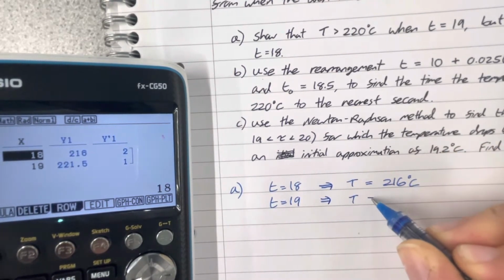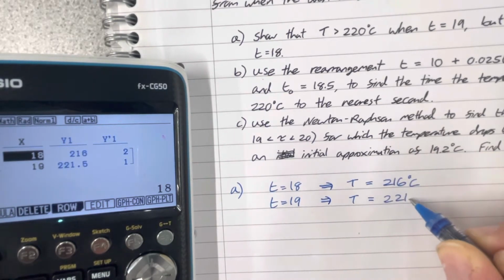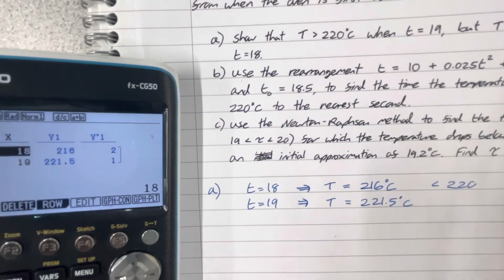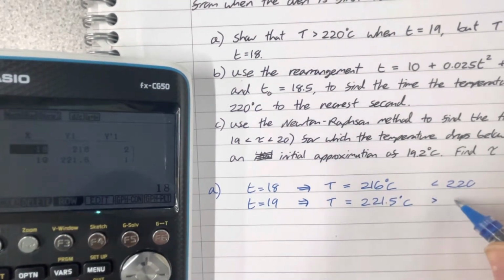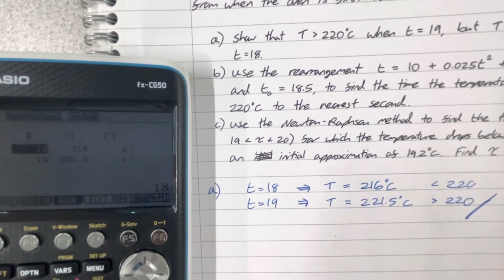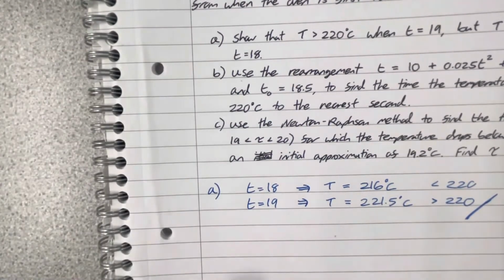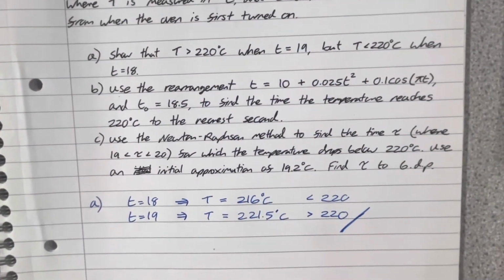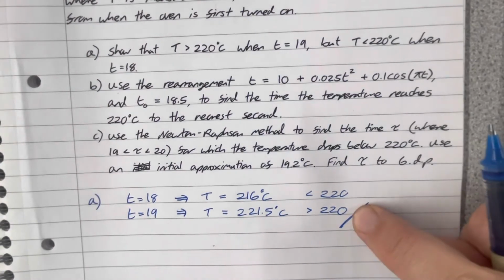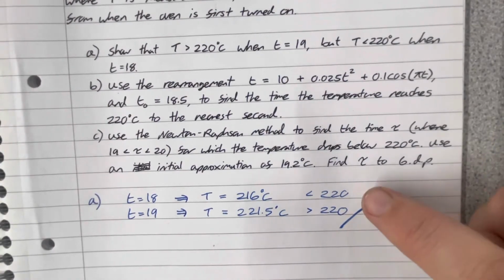the temperature is 221.5 degrees. So the first is less than 220, as the question has required that we show, and this one is greater than 220, again as the question has required that we show, and that's it. Okay, that answers part A. We have shown that the temperature is bigger than 220 when t is 19, but less than 220 when t is 18. Perfect.